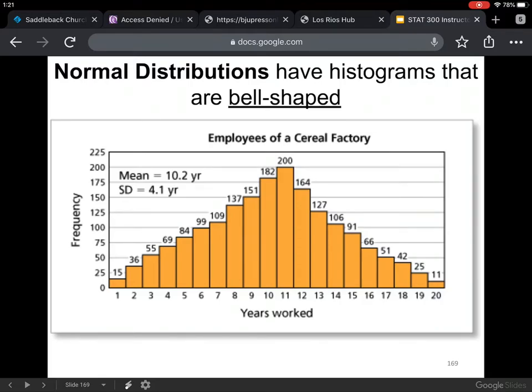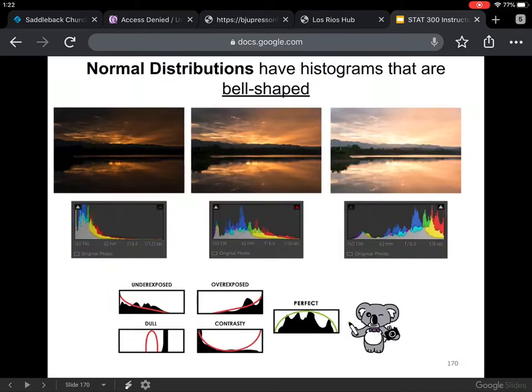Employees of cereal factory. So it looks like the average is around 10.2. So the average is going to be somewhere in the middle of the data set. And the standard deviation, we'll talk about that a little bit later, is 4.1 years. Okay? So normal distributions have histograms that are bell-shaped.